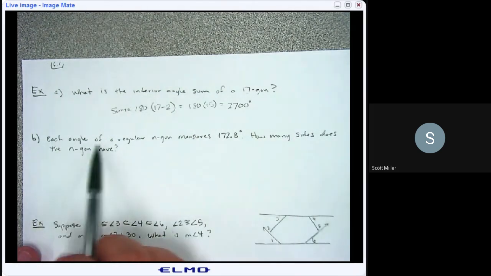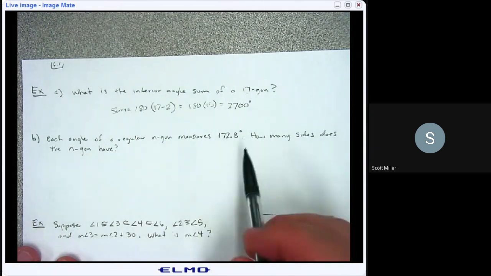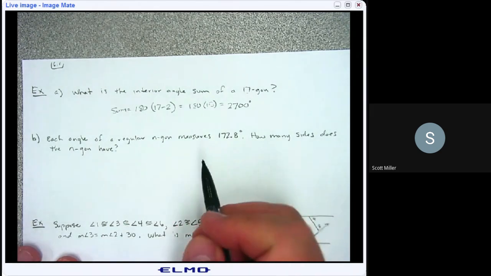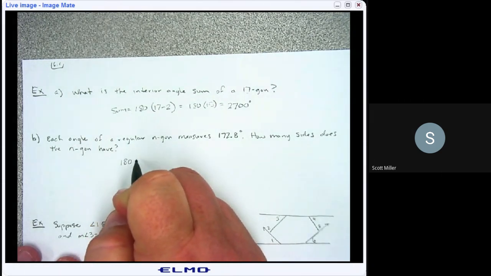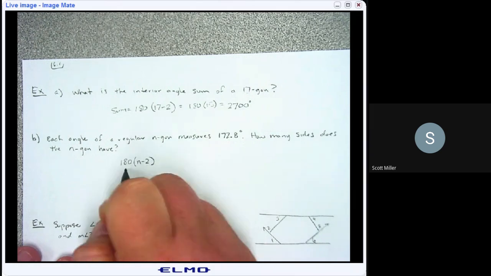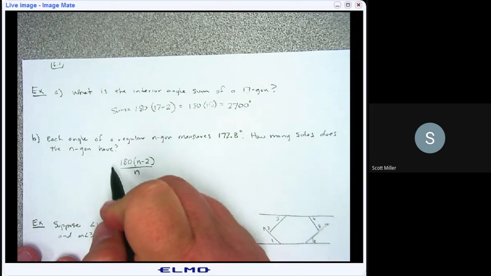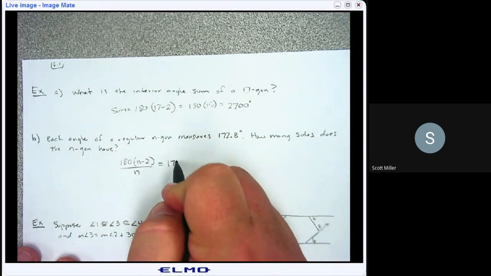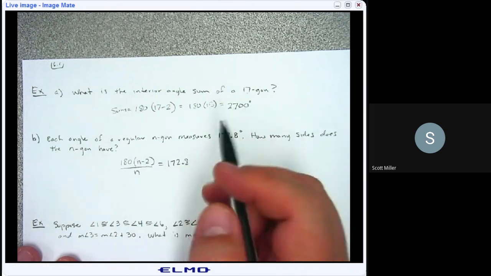So here, each angle of a regular n-gon measures 172.8 degrees. How many sides does this have? Our formula basically was saying that the interior angle is 180 degrees times n minus 2, divided by n. This is how I find the interior angle of a regular n-gon, and I want that to be 172.8. So this gives me an equation that I can then solve for n.